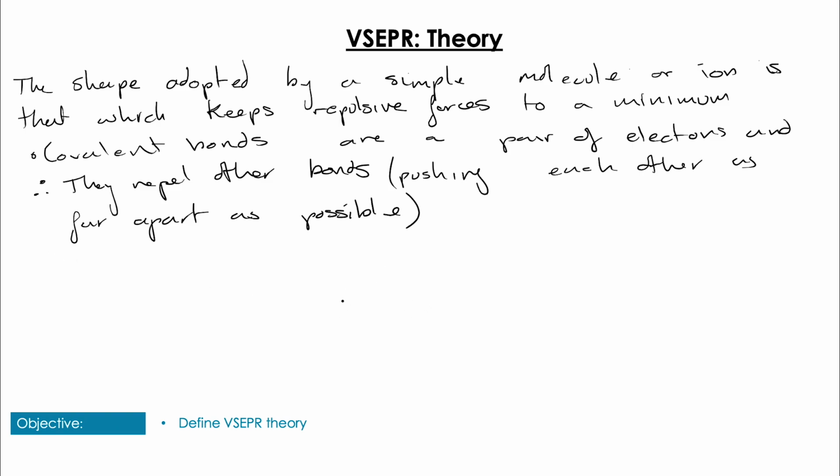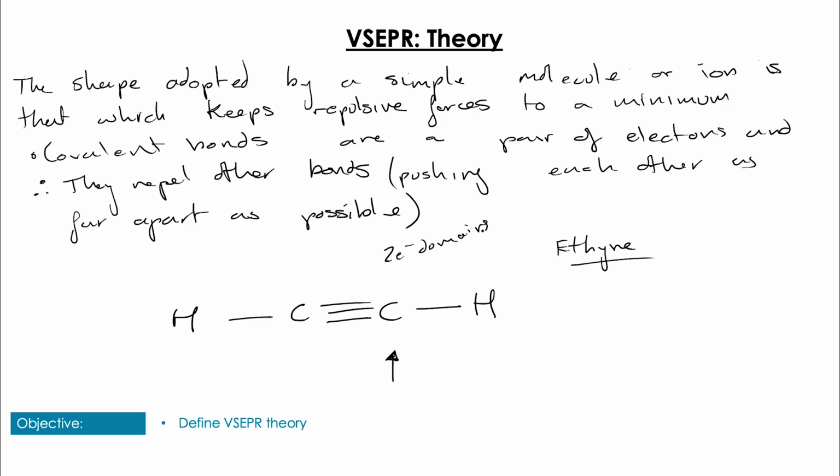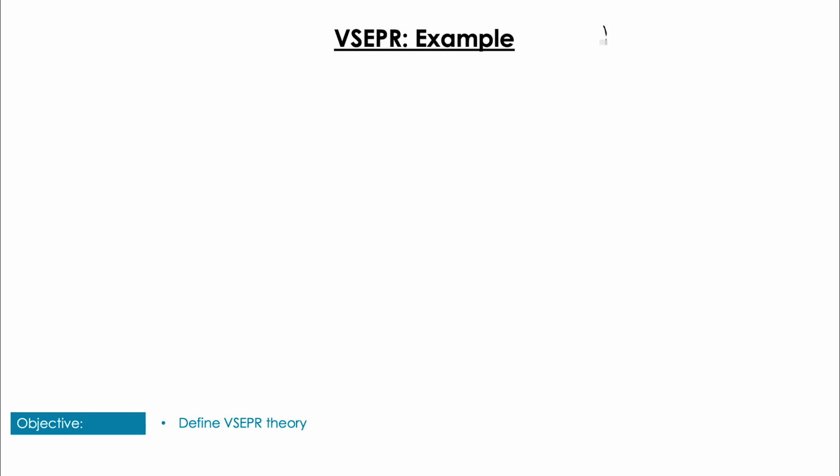The simplest example of this is in a molecule where there are only two areas of electron domains, like in ethyne. Here around each carbon, we have a triple bond to one side and we have a single bond to the other side, two electron domains. So repelling each other as far as possible apart, we end up with a 180-degree angle between the two bonds. So let's have a look at an example.